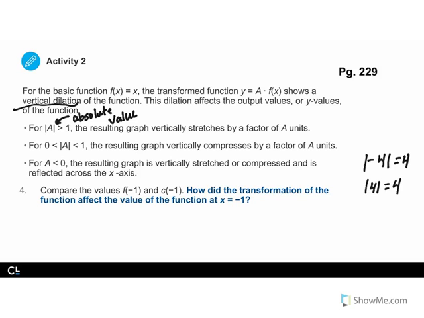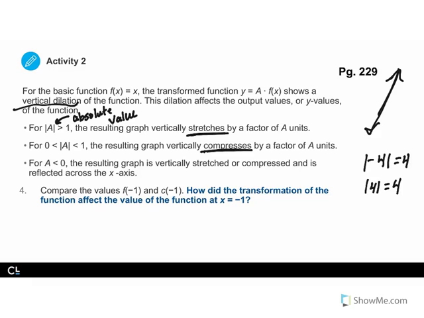So it says if the absolute value of that value you're multiplying by is greater than 1, the resulting graph vertically stretches by a factor of a units. So it's going to stretch that graph out more than it was before. If it's between 0 and 1, the resulting graph compresses. So that means that's going to shrink that graph. So this is going to stretch that, this is going to compress that.